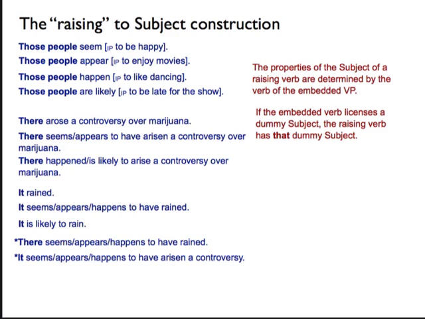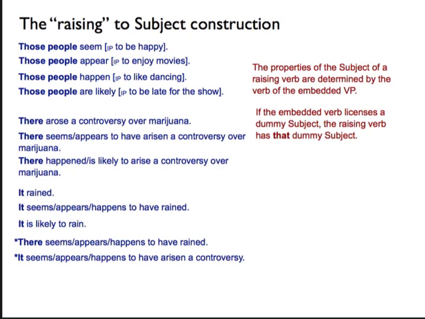You can't have "it seems to have arisen a controversy." No good, right? Because it's not just that I need to get some dummy subject into the slot. I have to have a dummy subject that's licensed by a particular verb in certain cases. So here, since "arose a controversy" licenses there, and a controversy is staying after arose, it's got nothing in its subject slot, something has to be put in there in order to satisfy that.